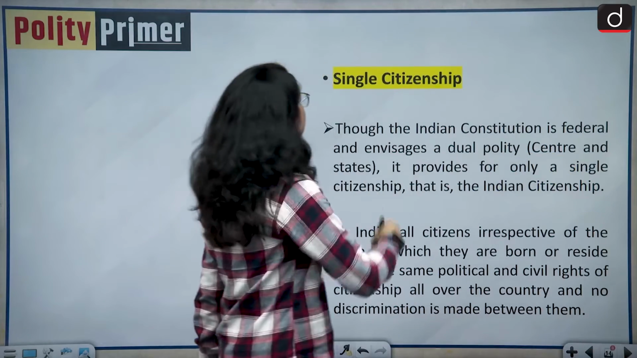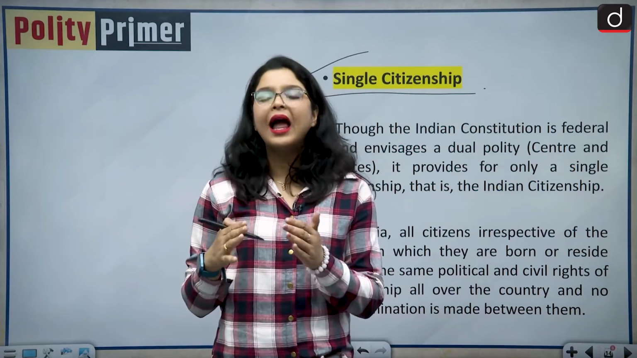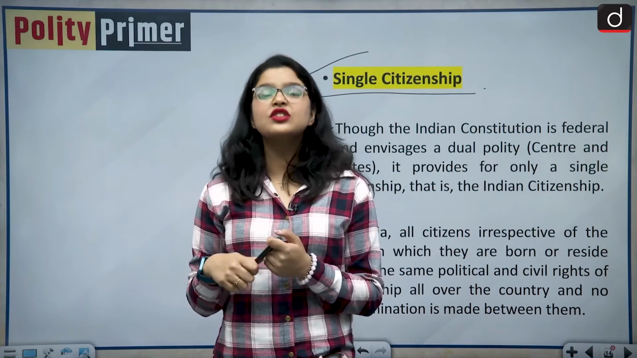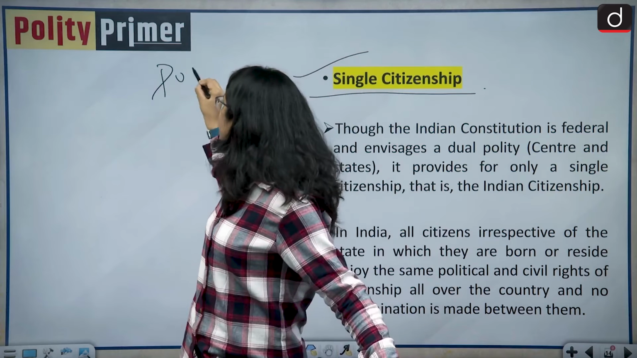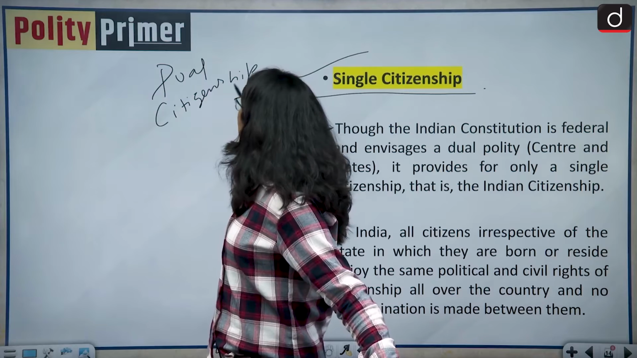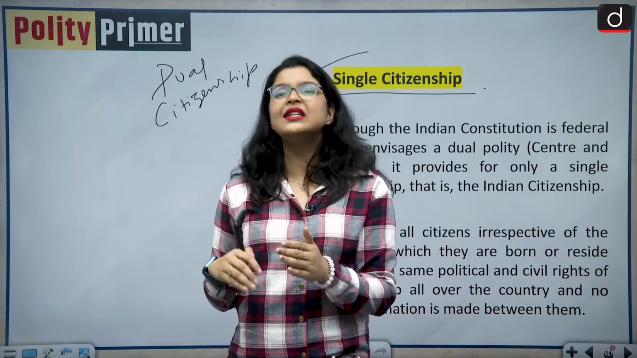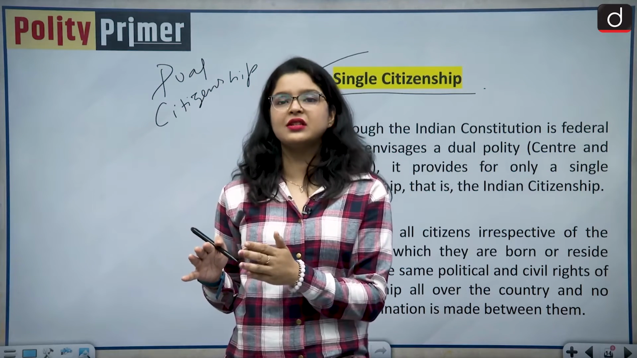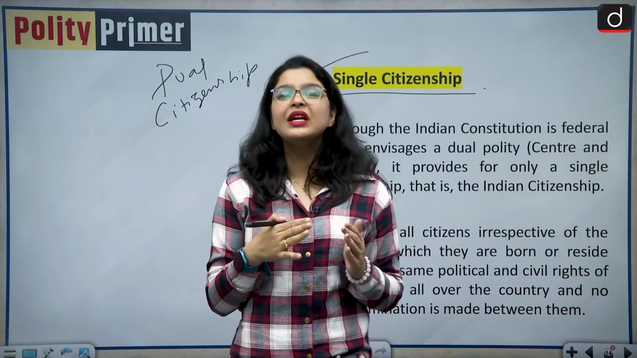Moving forward, let us discuss the provision of single citizenship. As per the Indian constitution, there is a difference between citizenship in India and the US. In the US, you follow dual citizenship. What do we understand by dual citizenship? You are a citizen of the US as well as the state in which you are living, because the US federal structure is different from our federal structure. India is a union of states, not a federation of states. On the other hand, the US is a federation of states.